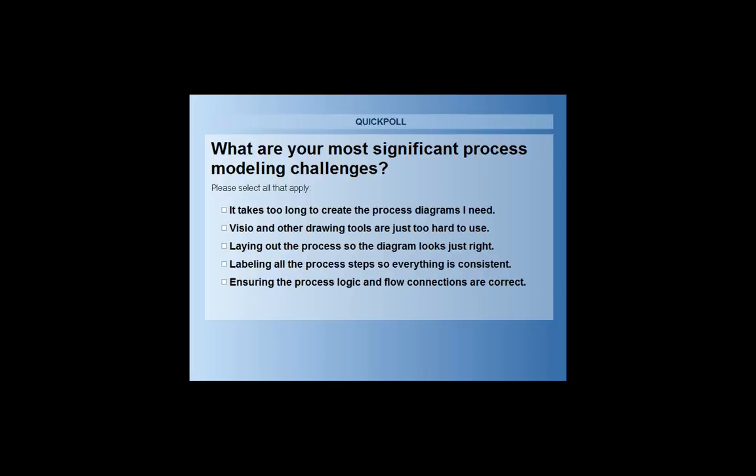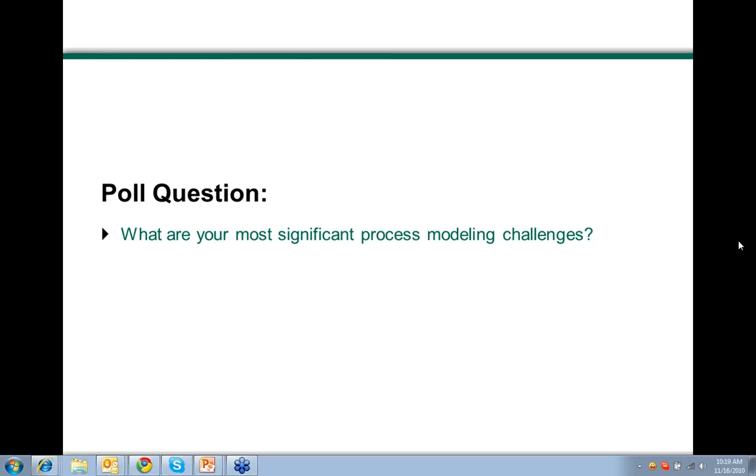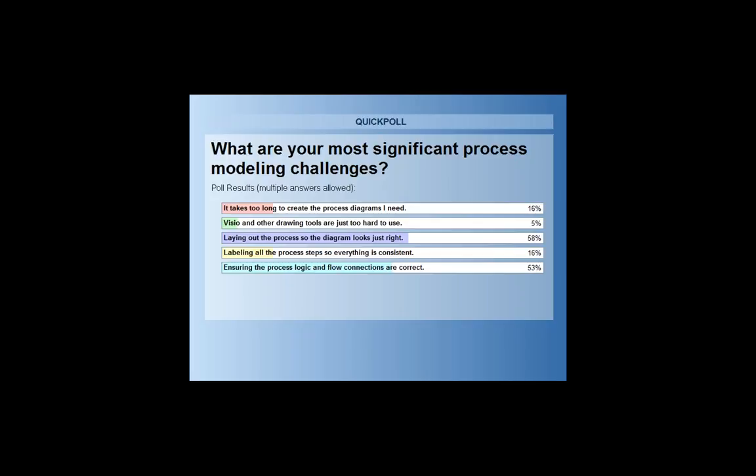So I'm going to go ahead and close the poll, share the results, and there you see 16% of you are saying it just takes too long. 58% struggle with laying out things so the diagram is logically organized, the spacing looks good, and labeling is inconsistent. Over 50% of you really struggle with making sure that the logic is correct, right? That you're not laying things out where the flow between two activities is inconsistent with what the actual situation is in your company.